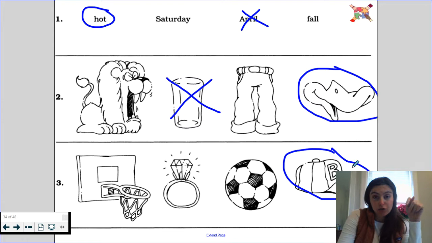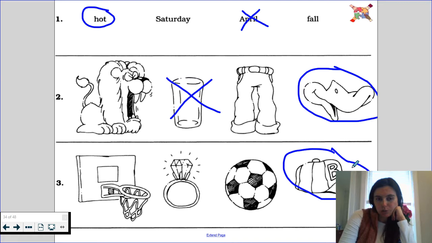Now we need to put an X on the picture that completes this analogy. Dribble is to basketball as kick is to what? Do we kick a hoop? Do we kick a ring? Or do we kick a soccer ball? We kick a soccer ball.